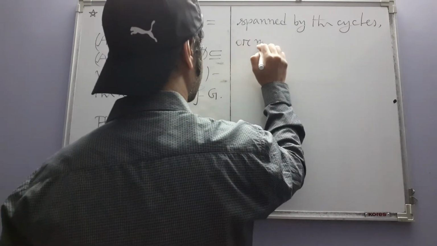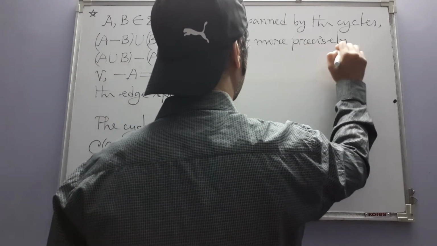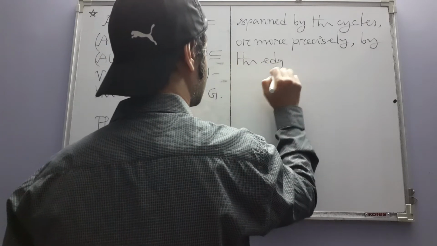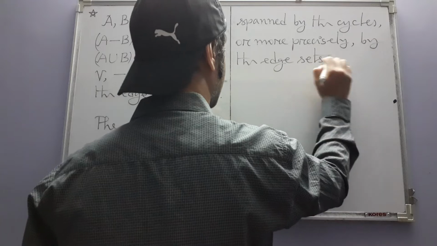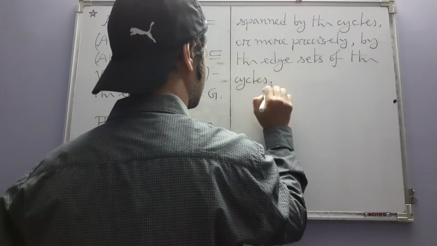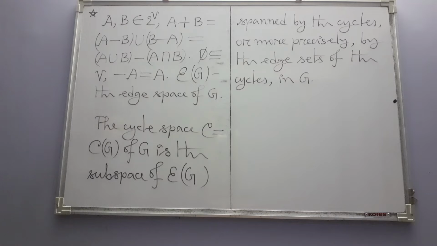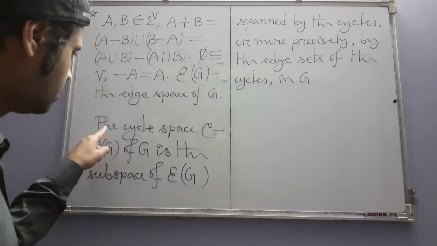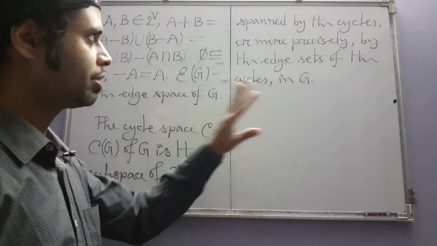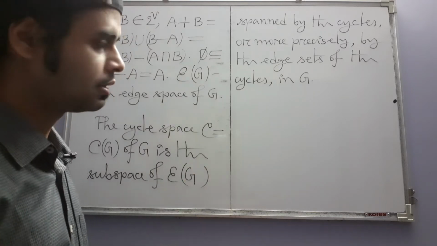or more precisely by the edge sets of the cycles in G. Okay, so let us now see what this thing means. The cycle space of G is the subspace of the edge space of G spanned by the cycles in G, or more precisely by the edge sets of the cycles in G.